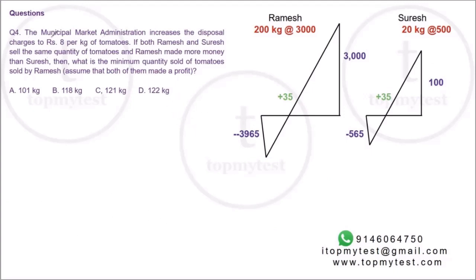And the last one, the Municipal Market Administration increases the disposal to 8 rupees per kilo of tomatoes. Okay, so now these don't hold, right? Now the cost is 8 rupees per kilo of tomatoes. If both Ramesh and Suresh sell the same quantity of tomatoes and Ramesh made more money than Suresh, what is the minimum quantity sold of tomatoes by Ramesh? Assume that both of them made a profit.